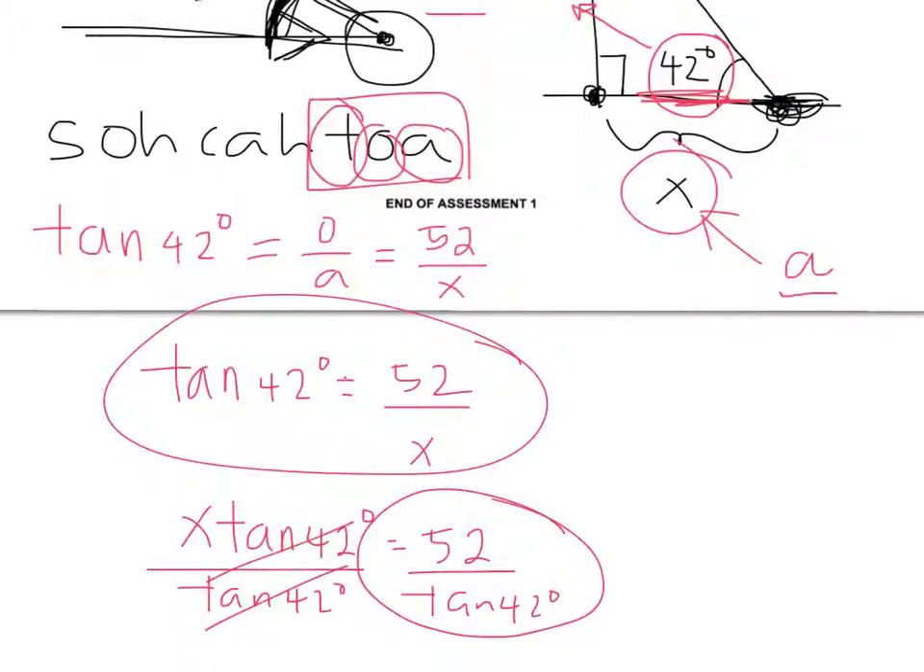Can someone find that in the calculator? What is 52 over tangent of 42 degrees? Is it 49? No, 57.7. Sorry? 57.75. And the unit of measure, is it meters? Yeah, meters. So this is 57.75 meters. So that's how we find it.